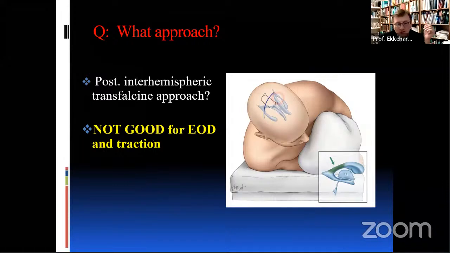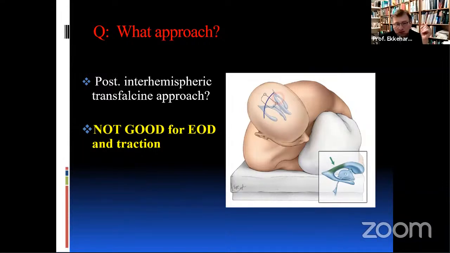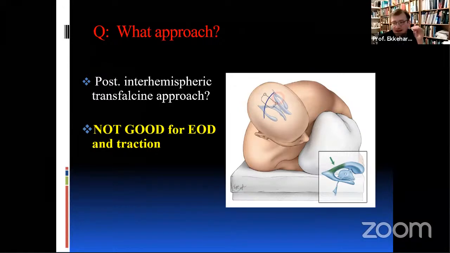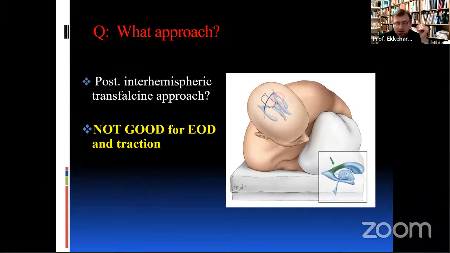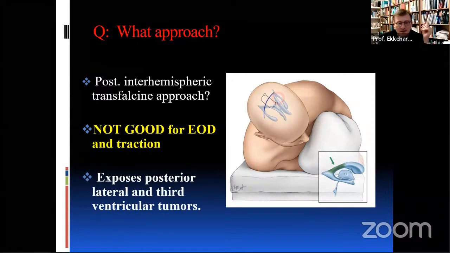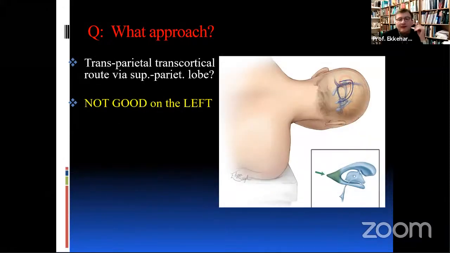So I thought first maybe go posterior interhemispheric transfalcine from the opposite side, just to undermine the left hemisphere. Hard angle for a big lesion, you may not have good extent of disease resection, and you may have more traction. So I abandoned this idea because it usually works better for the posterior lateral ventricle, not so much for this one.